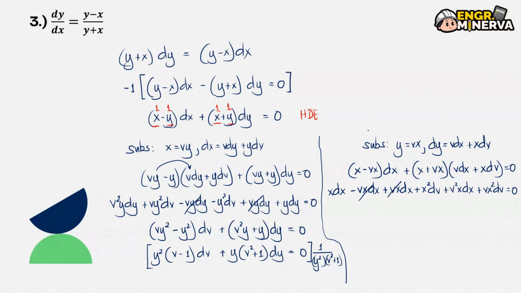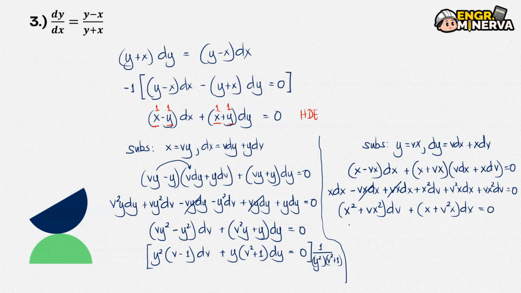Next, we group all the terms containing dv. So that would be x squared, and another is plus vx squared. That would be for dv. How about for dx? We have x plus v squared x dx equals 0.